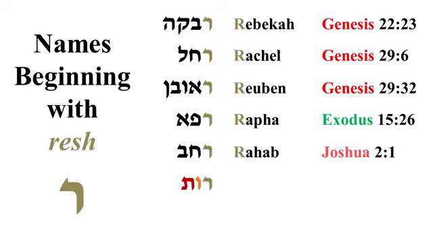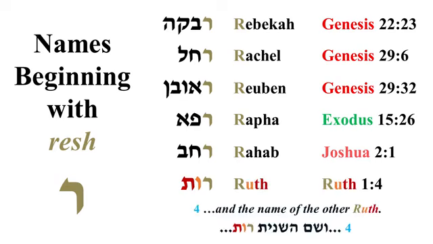Resh, Vav, Tav. This is Ruth. In Ruth 1:4, "the name of the other, Ruth." These were the wives of the children of Naomi and Elimelech. And one of them married Ruth, and one of them married Orpah.